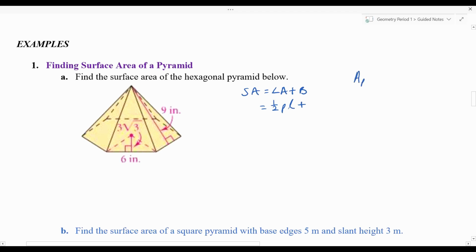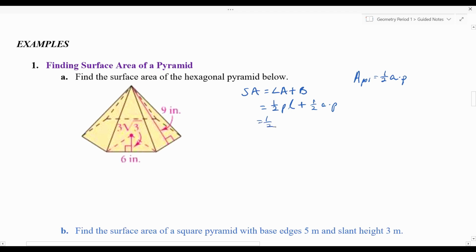If you remember, the area of a polygon is going to be 1/2 the apothem times the perimeter of the polygon. So we're going to take this area of a polygon formula and plug it into where B is, so this becomes plus 1/2 a times the apothem times the perimeter. So we have that. Now what we have to do is plug in the actual values that we have.